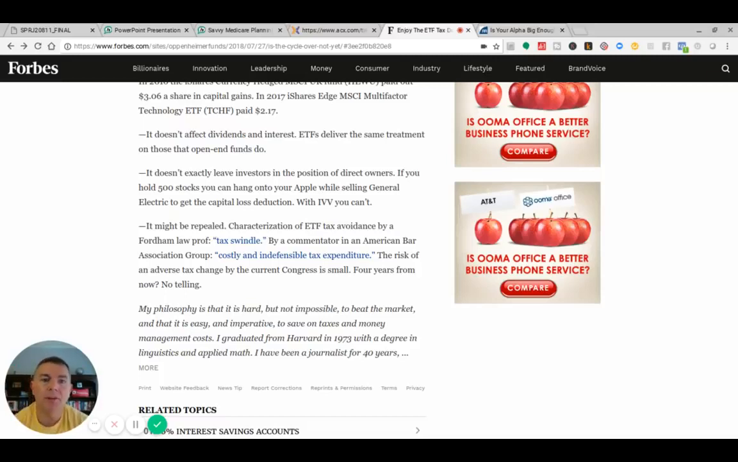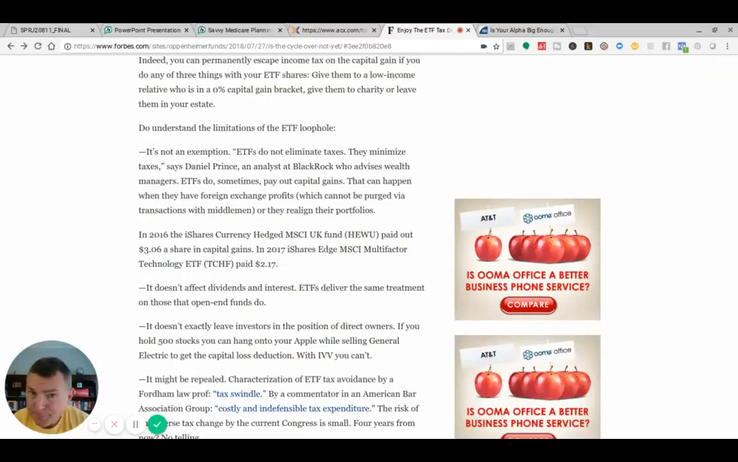Because anything that's a loophole is a swindle, apparently. Here's a commentator in the American Bar Group. So this is kind of reaching the bottom of the barrel. "Costly and indefensible tax expenditure." So that's our guy, the author of this article, saying that a lot of academics are pushing against the repeal of the ETF tax window. It's just not enough to talk about. So, all right, remember that.